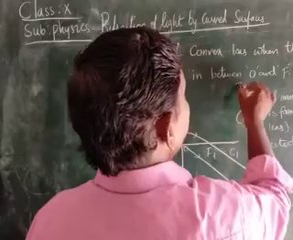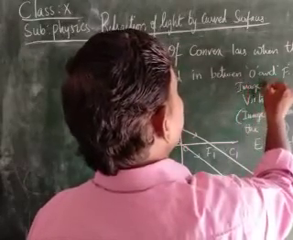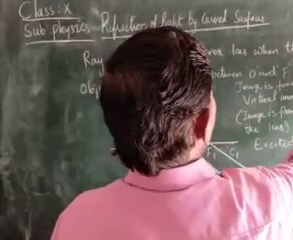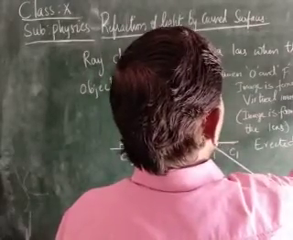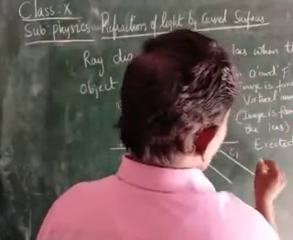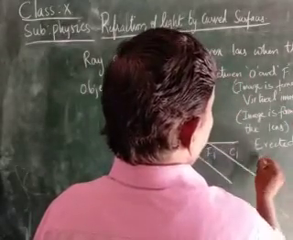Okay. Image is formed inside the lens. That is the position of the image. Okay. It forms a virtual, erected, and enlarged image.